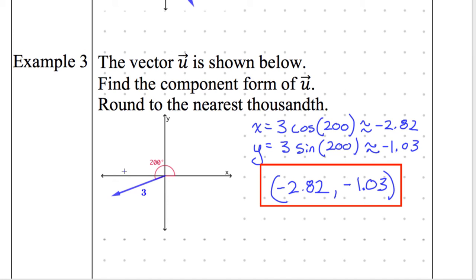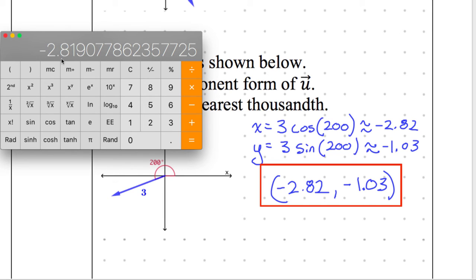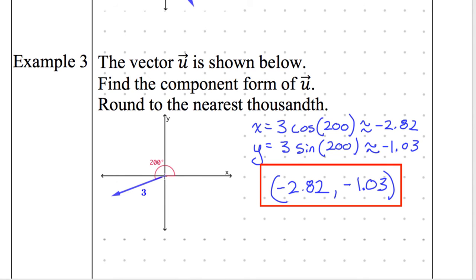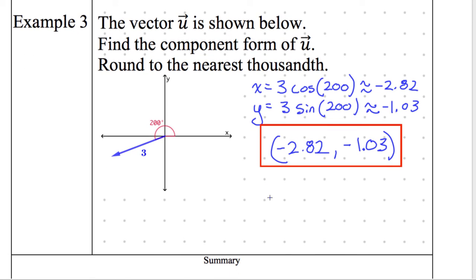Oh my gosh, I apologize so much. So I do get a negative 2.82 on my calculator. And just another way that you can check is since this vector is going in the negative x direction, we should have a negative x here. Oh, the calculator. Yeah, okay. All right, cool. Go ahead and write your summaries and then begin on Khan Academy.